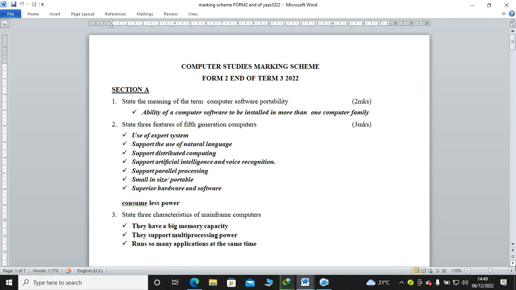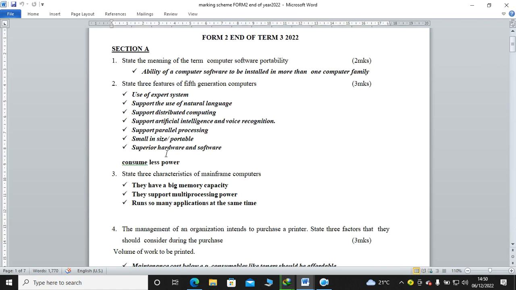Also, we can talk about support for distributed computing. Also, support for artificial intelligence and voice recognition. Artificial intelligence is the capability of a computer to imitate or to mimic human intelligence. Like a computer trying to listen, to visualize, to reason. So such refers to artificial intelligence. Then support parallel processing, also small in size, that is portable, superior hardware and software, and also consume less power. Those are some of the features of 5th generation of computers.